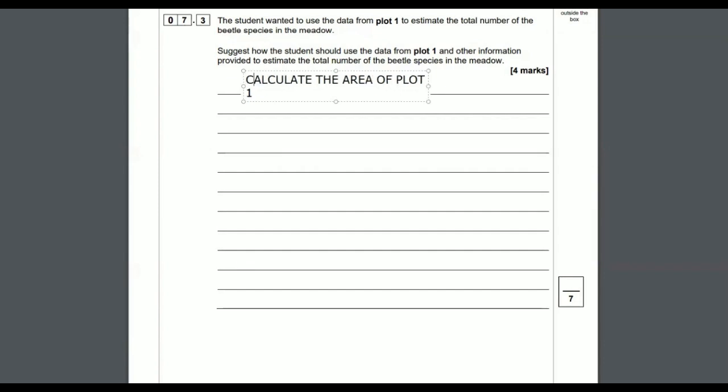First thing to do is calculate the area of the plot. So you do width times height or whatever. Get the area of the plot in meters squared. Remember, the plot is just a small part of the meadow.